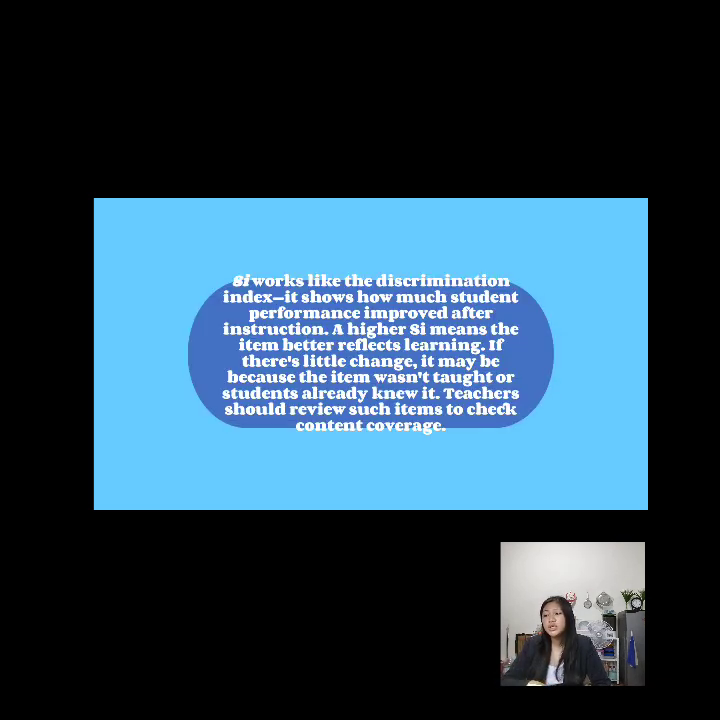That means the question or the item is reliable, not tricky, and can be a positive outcome for determining the discrimination index or the sensitivity to instruction. So SI works like the discrimination index. It shows how much student performance improved after instruction. A higher SI means the item is a better reflection of learning. If there's little change, it may be because the item wasn't taught or students already knew it. Teachers should review such items to check content coverage.